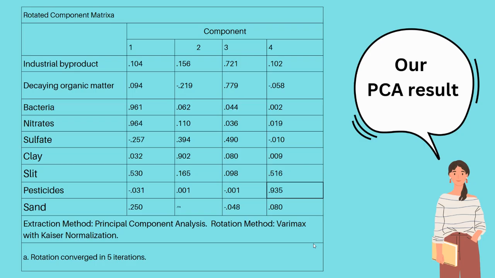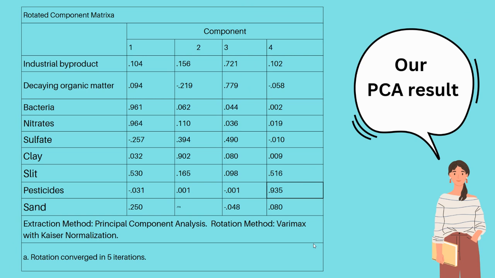In order to gain a better understanding, she decided to personally conduct a PCA. She collected data on the levels of total suspended solids in surface water for rivers in her village to assess the extent of water pollution by identifying the parameters that predominantly contribute to it. The parameters she considered included industrial byproducts, decaying organic matter, bacteria, nitrates, sulfate, clay, silt, pesticides, sand, and more.